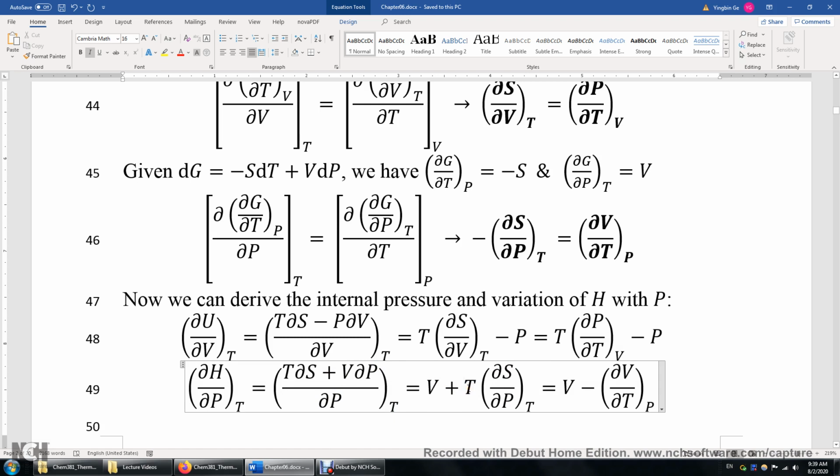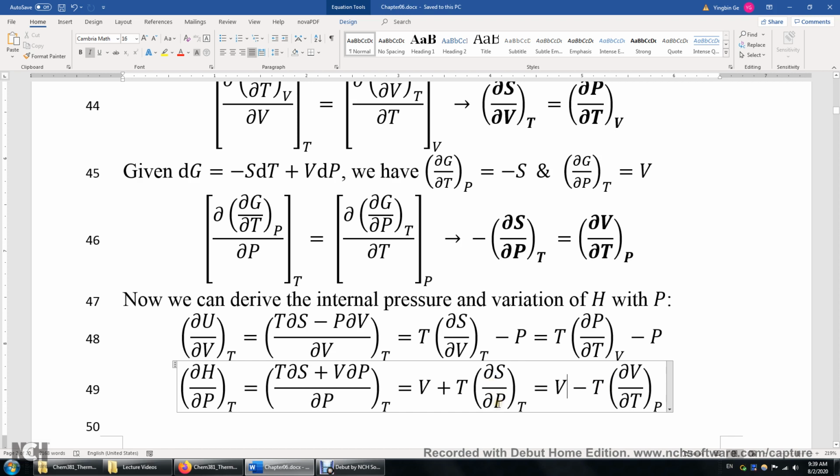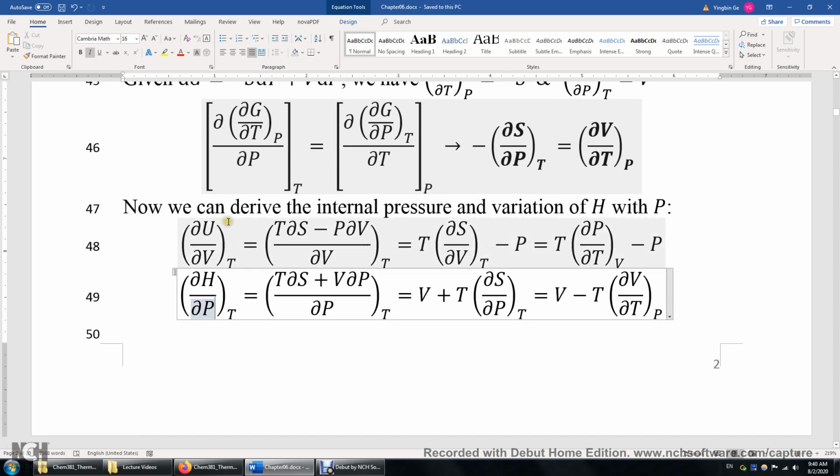And now let's look at this part. Delta S over delta P, it's here, delta S over delta P. Negative delta S over delta P is delta V over delta T. So we have delta V over delta T with a negative sign here. So this is how we derive the formula of the internal pressure over here. This is the variation of the internal energy with volume, and also the variation of enthalpy with pressure, using these two Maxwell relations. Well, of course, there are other two Maxwell relations. They are also useful.